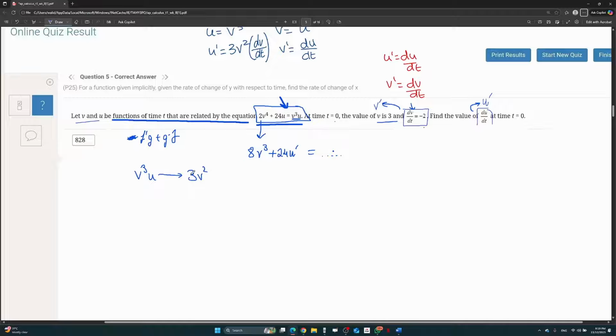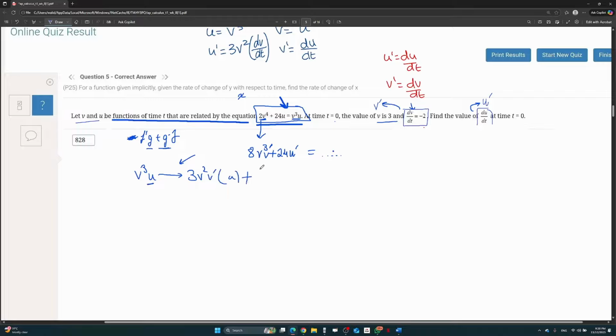Okay, going back before I continue, the derivative of 2v to the power 4 is not 8v cubed. I forgot to multiply by v prime. Remember, since we're talking about other letters, not x, we have to always multiply by the derivative of what's inside. Anyway, going back to here, applying the product rule on v cubed u is going to become 3v squared v prime. Remember, always multiply by v prime times g, which is u, plus g prime.